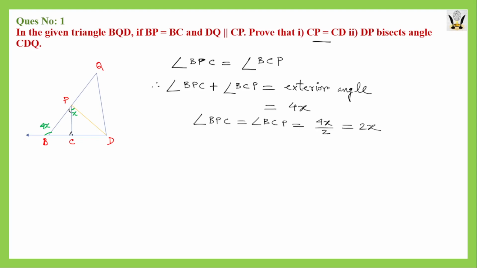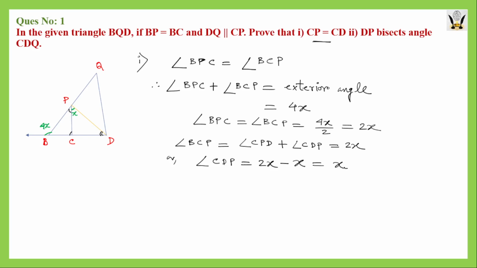Again, with respect to triangle CPD, this angle BCP is the exterior angle and this will again be equal to the summation of the opposite interior angles. That means this angle and also this angle. And already we know that this angle CPD is equal to x. Because we have already derived that angle BCP is 2x and angle CPD is equal to x, which is given, angle CDP will be x.